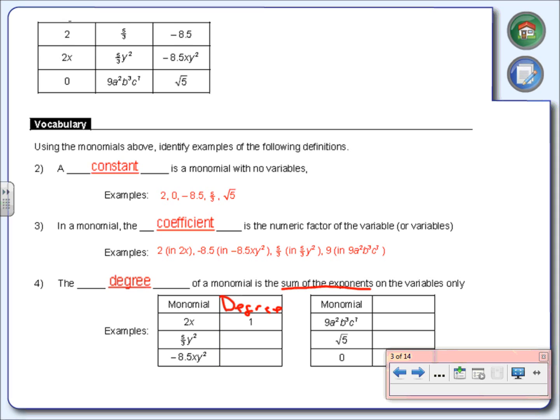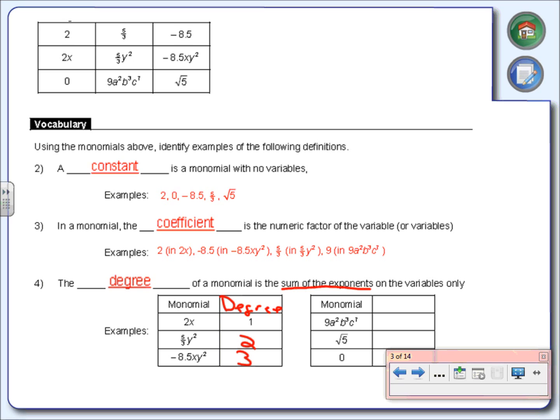How about the next example, though? 5/3 y squared. What's the degree of that monomial? 2. It's the exponent. Now the next one a little bit trickier. Negative 8.5 xy squared. I'm looking for the degree. Now notice there are 2 exponents. So we're going to find the sum of those exponents. So what do you get when you add the exponents on the variables? 3. So the degree of this thing is 3. X has a 1 for its exponent. Y has a 2 for its exponent. And when you add that 1 and 2, you get a 3.